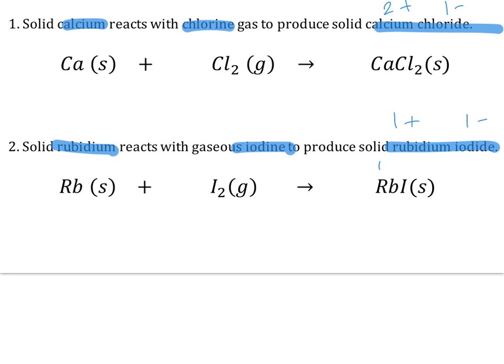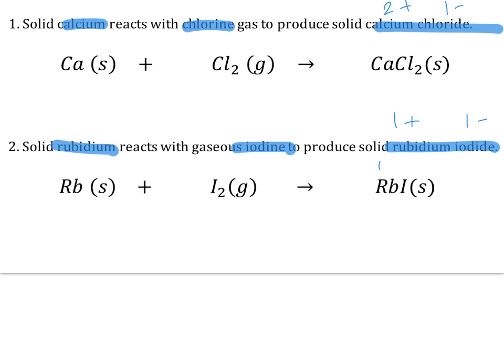So for the second reaction, we again have our 3 pieces. We've got rubidium, we've got our iodine, and we've got our compound, rubidium iodide. So this is the first step in writing out each of the pieces. I do want to highlight here a common mistake.